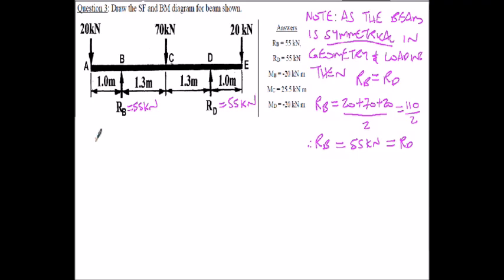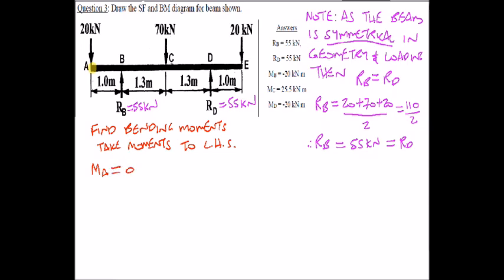We're going to work out now the bending moments. So find the bending moments. We're going to take moments to the left hand side of each of the points we're going to consider. So by inspection, we take moments to the left of point A. There's nothing to the left of point A, so the bending moment will be 0. We'll put by inspection.